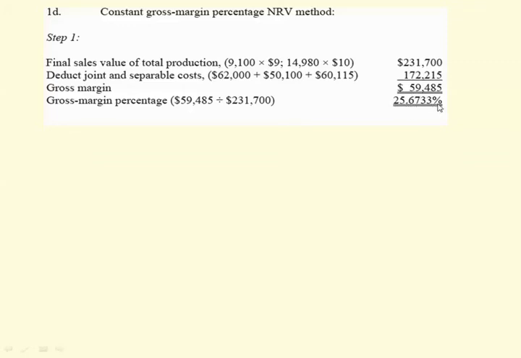25.6733%. This is the first step, to calculate gross margin percentage for the two products, and we assume that the gross margin percentage is identical for all products. Step number 2 is to allocate joint costs based on the gross margin percentage. We see how to calculate it now.